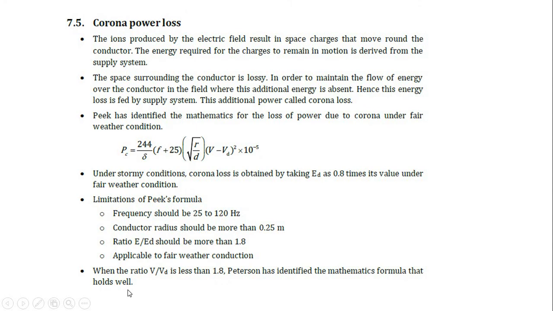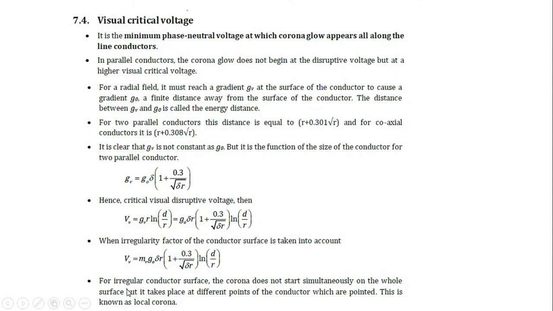For an irregular conductor surface, the corona does not start simultaneously on the whole surface, but it takes place at different points of the conductor which are pointed. This is known as local corona.